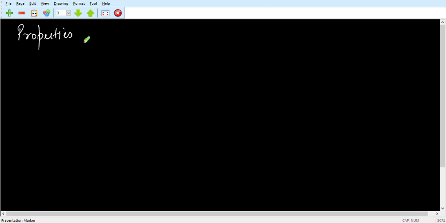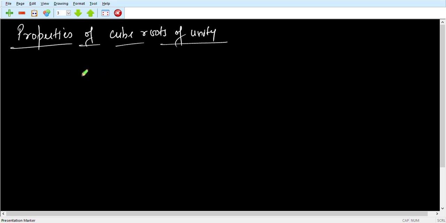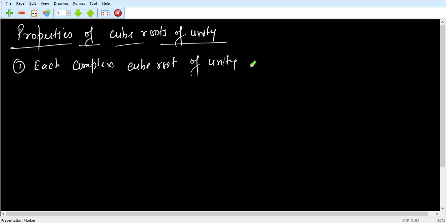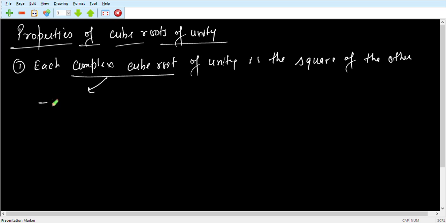Properties of cube roots of unity. First, each complex cube root of unity is the square of the other. The complex cube roots are minus 1 plus under root 3 iota upon 2 and minus 1 minus under root 3 iota by 2.